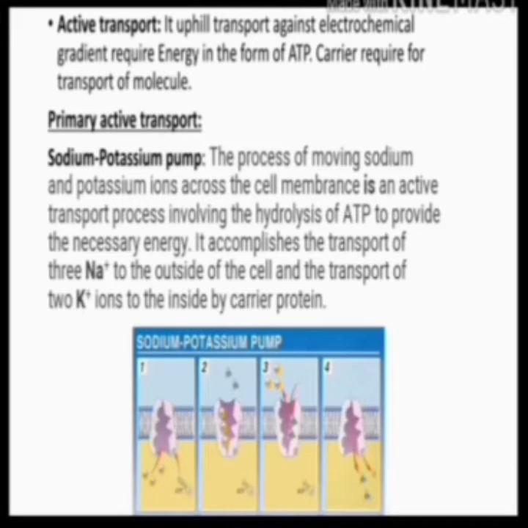There are two types of active transport. The first one is primary active transport and the second one is secondary active transport. Primary active transport, number one, is the sodium potassium pump. In this process, the movement of sodium and potassium ions across the cell membrane requires energy in the form of ATP.